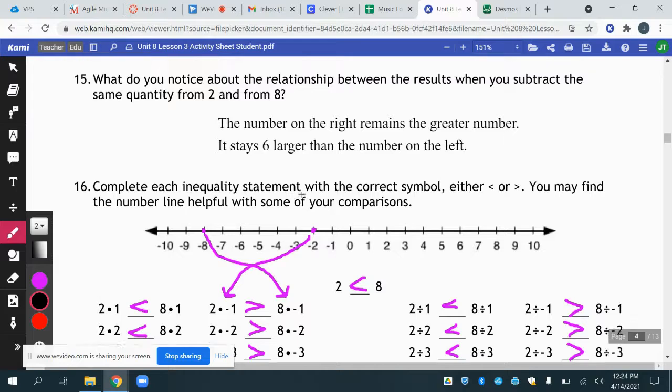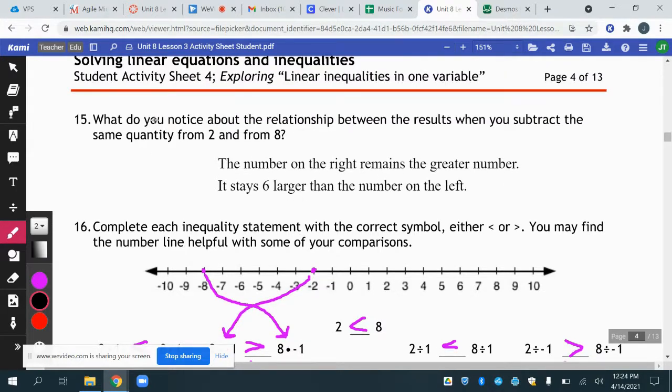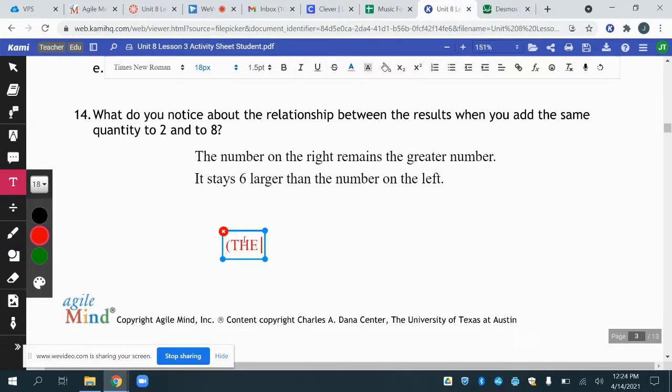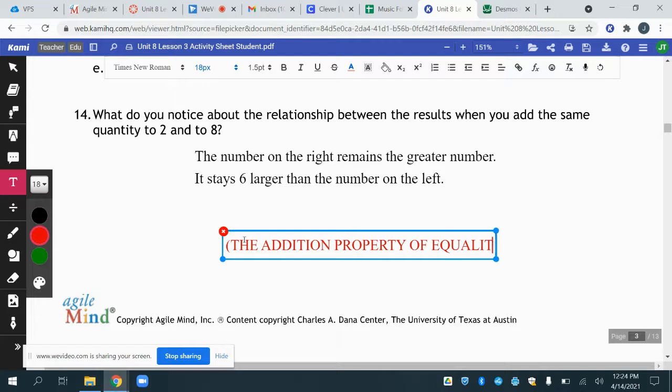And here we have, what about multiplication and division? Oh yeah, here. What do you notice? The number on the right remains. This is if you subtract. So the property of addition, property of inequality, you could call it that, but it's not really a big deal. So this is basically the addition property of equality that you learned earlier, works with inequalities. That's basically what we're saying.